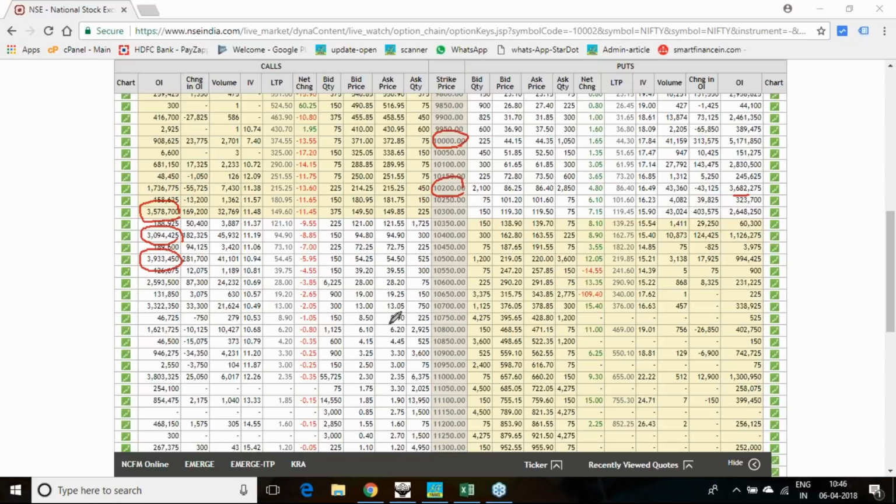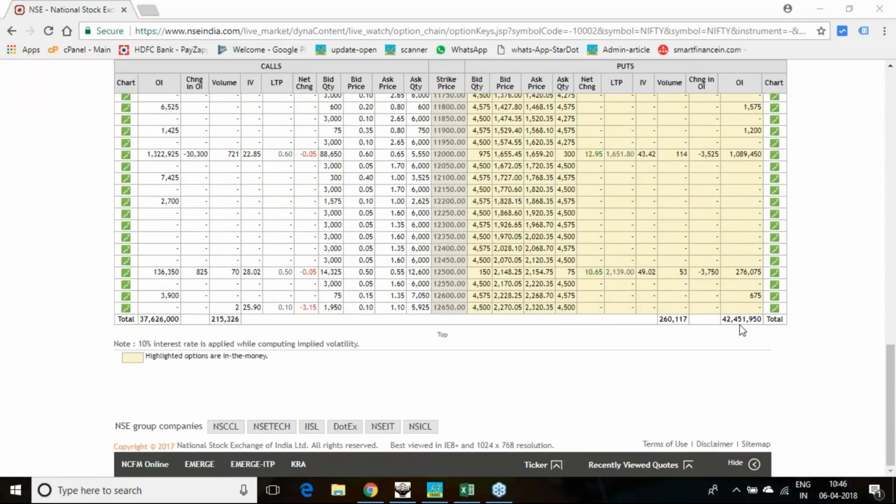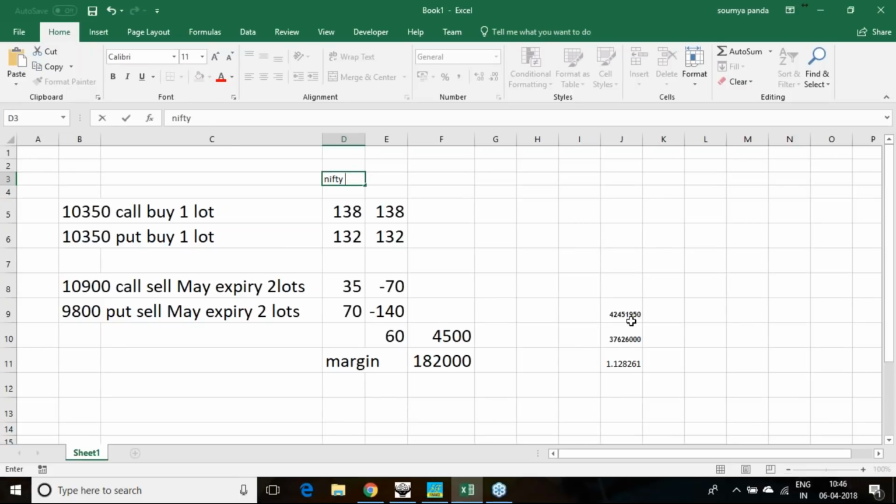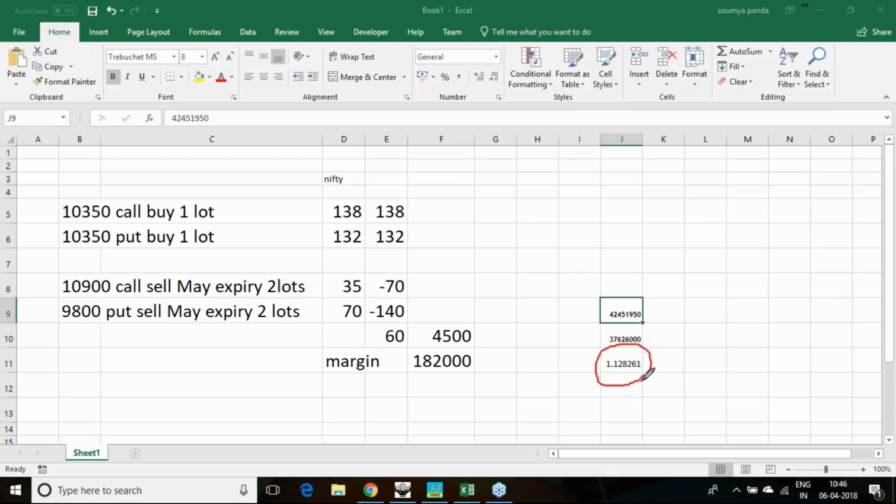Based on this view, how are we going to form an option strategy? We'll just see some put call ratio analysis also, that is PCR, the put call ratio. This is the number of put contracts and this is the number of call contracts at this particular time. If I divide the number of put contracts by the number of call contracts, I am getting 1.128.